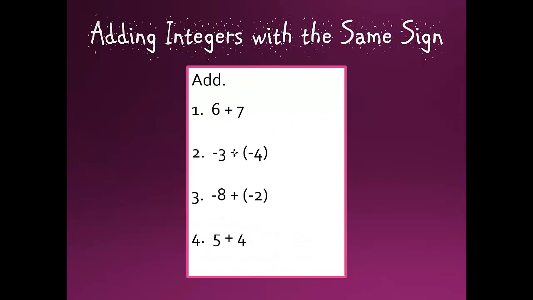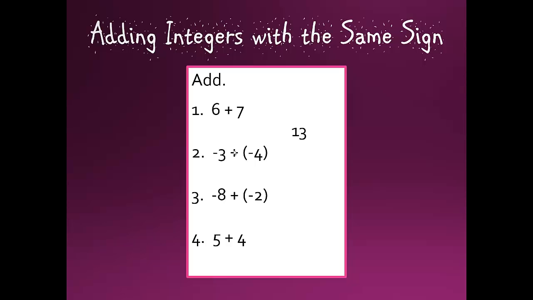Now we have some additional examples. You can pause the video and try them on your own, or you may follow along. We're going to add. So for number 1, we have 6 plus 7. The absolute value of 6 is 6. The absolute value of 7 is 7, and 6 plus 7 is 13. Since both 6 and 7 are positive, our answer would be positive. So it would be 13.